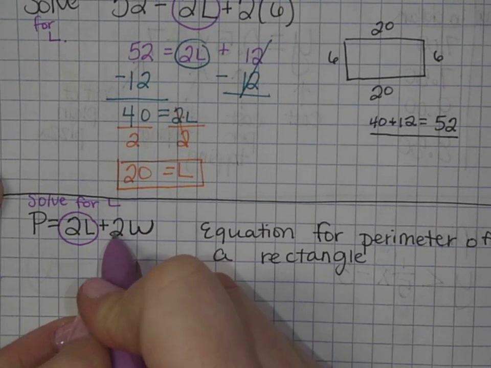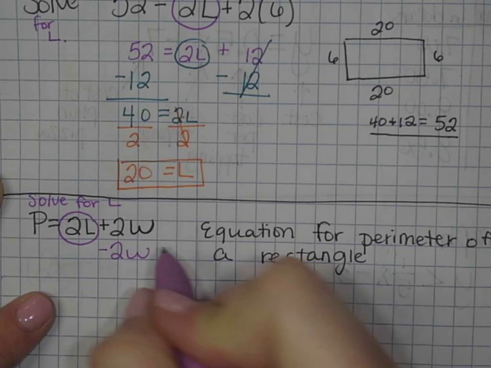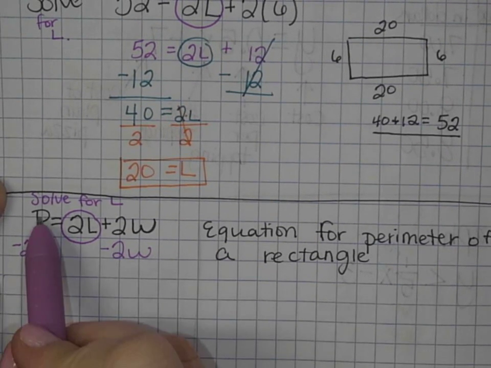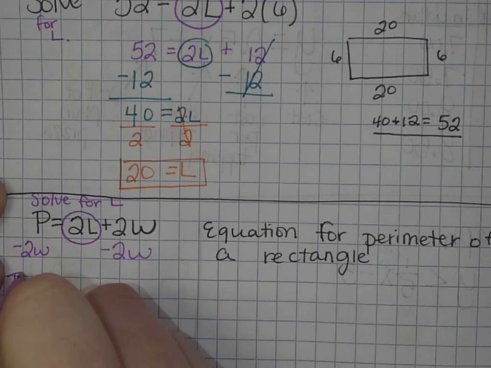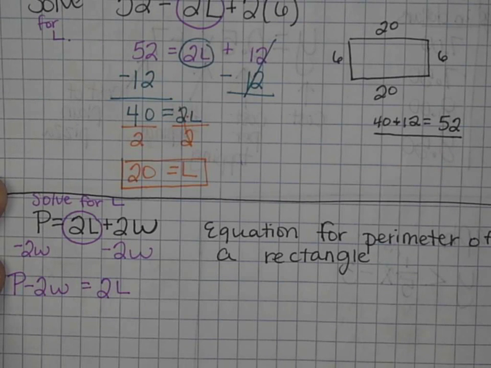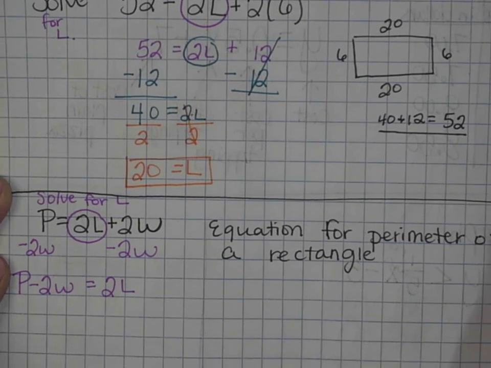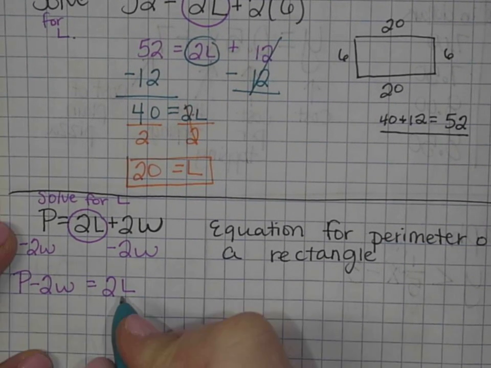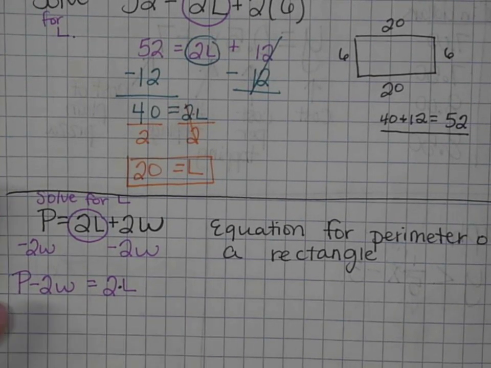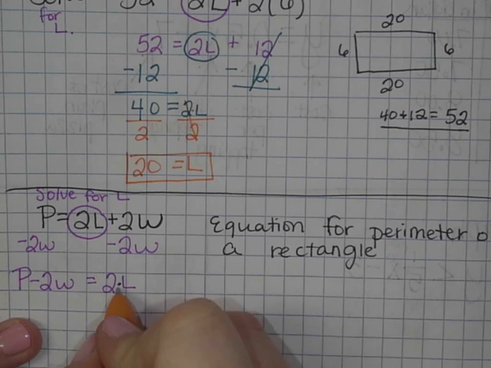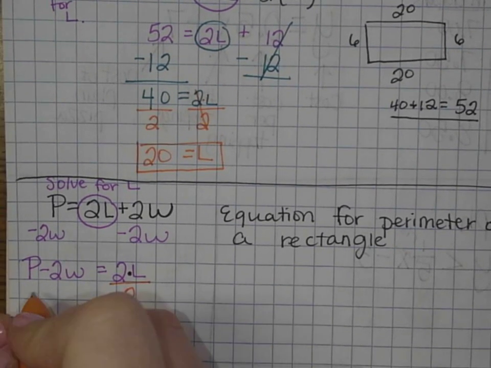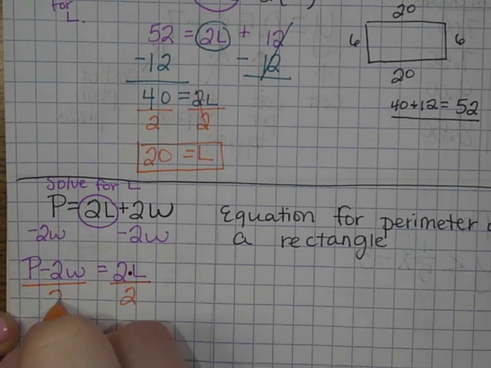I can't actually do anything with 2W, so I'm just going to subtract 2W and subtract 2W. Notice this one has a W, that one has a P, so I'm just going to write it as P minus 2W equals 2L. So P minus 2W equals 2L. So notice, remember, that's 2 times L. I'm going to actually do it in orange just so you can see the same steps. So that's 2 times L, so I'm going to divide by 2. And you are going to divide this side by 2.